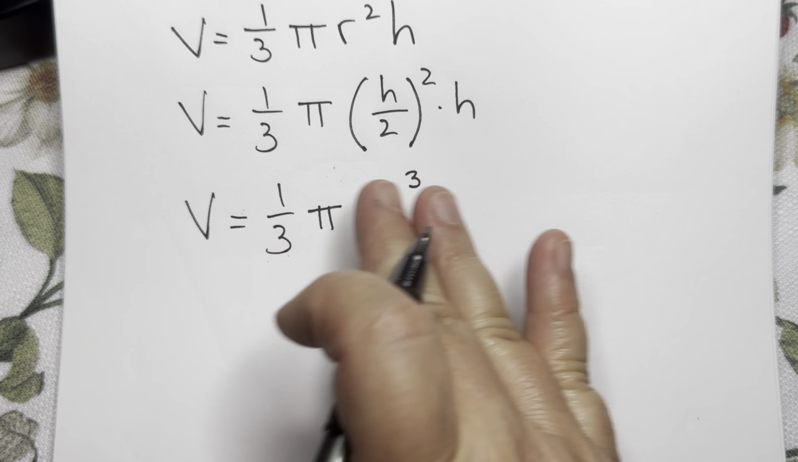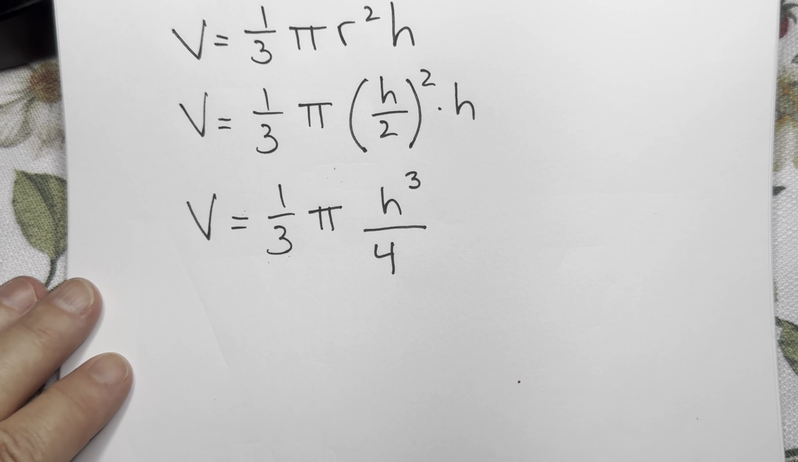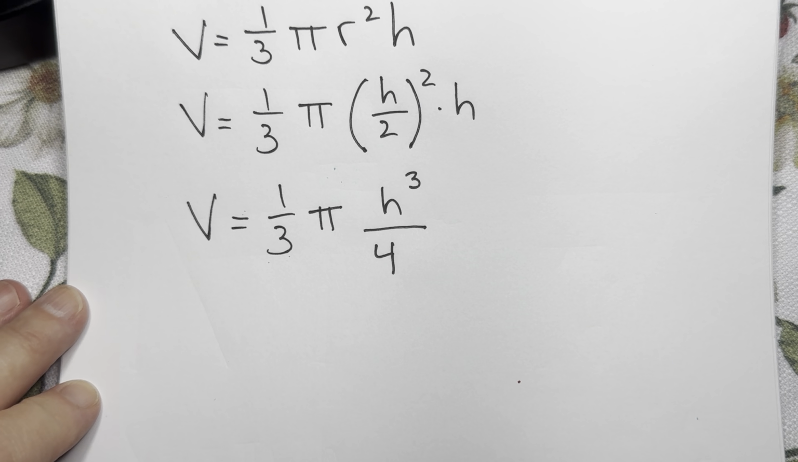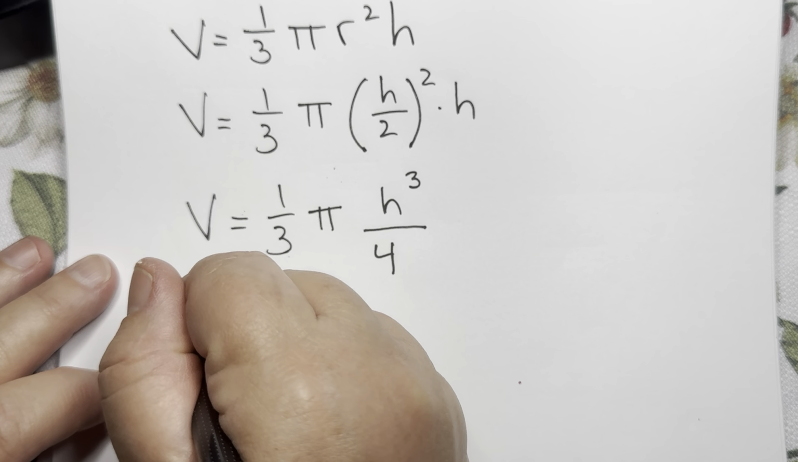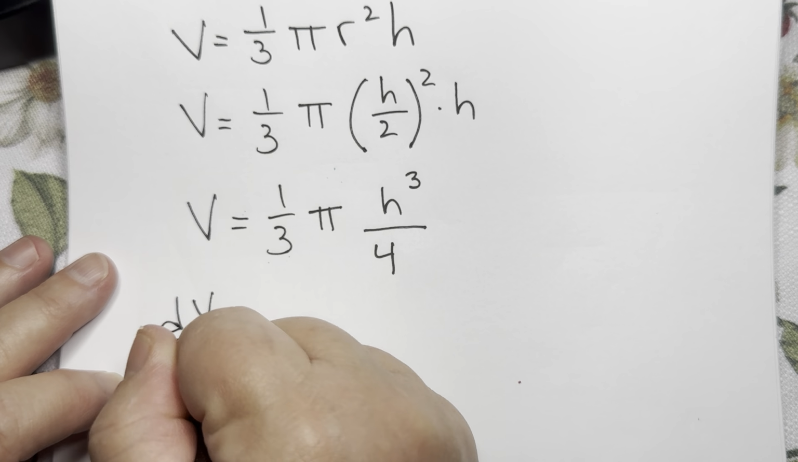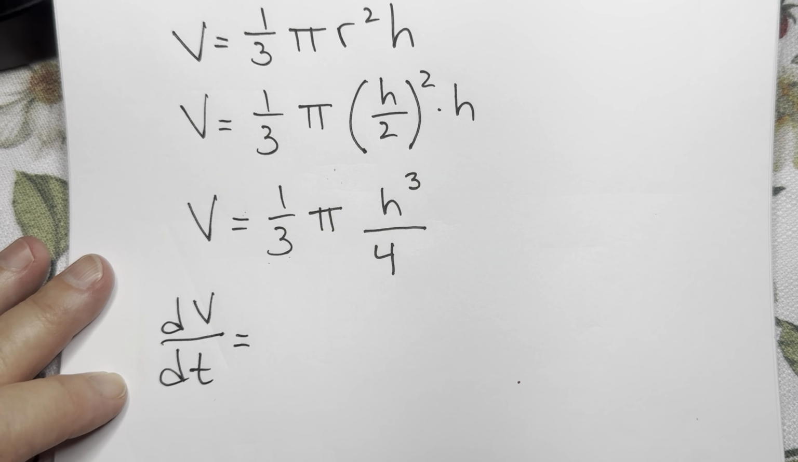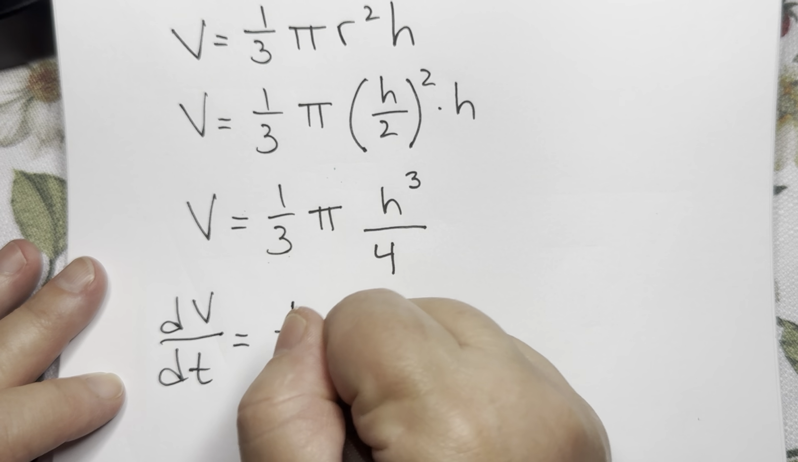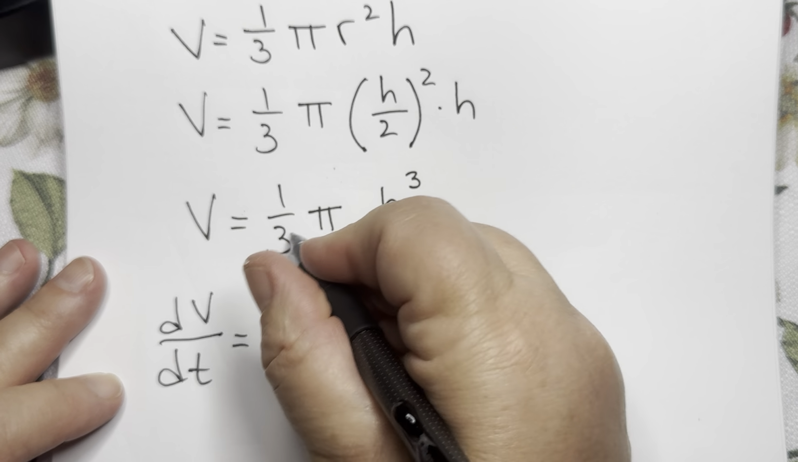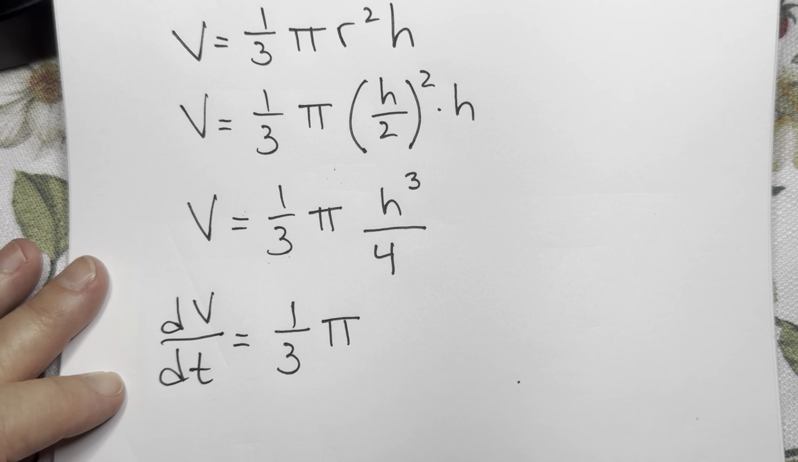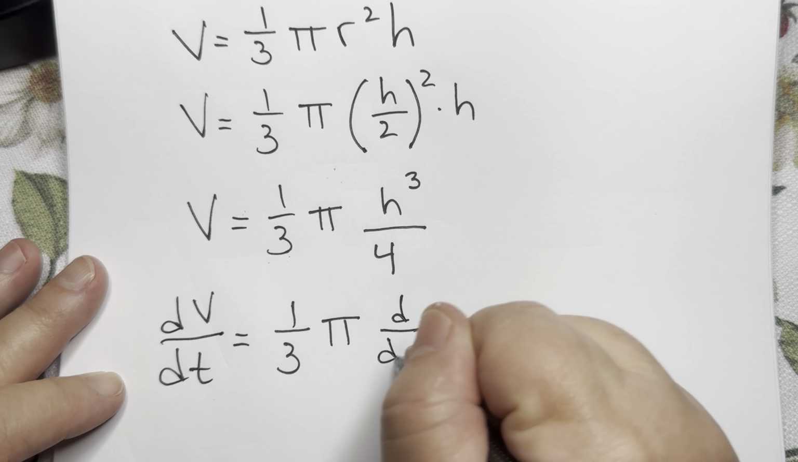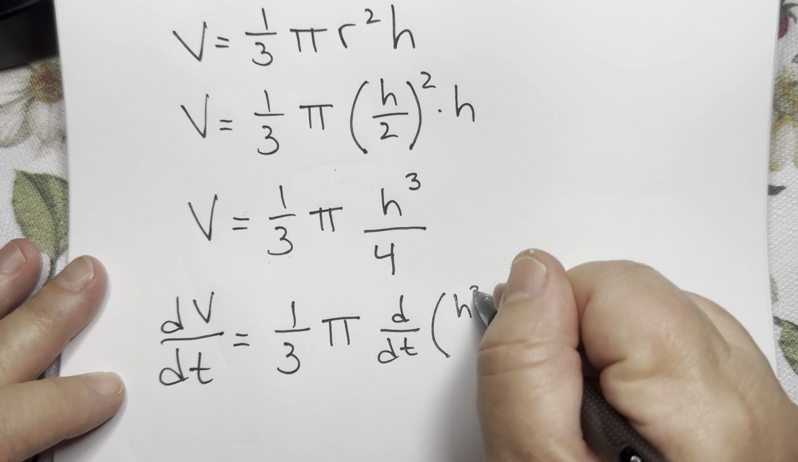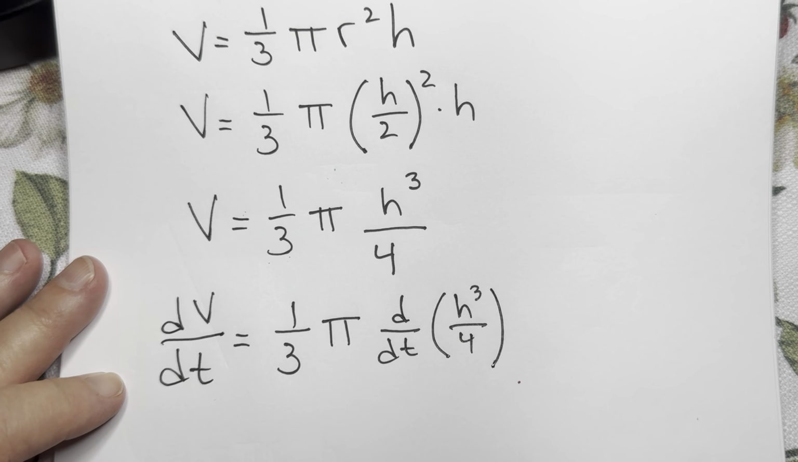I got all V's and H's, so I'm going to go ahead and differentiate. Let's do some implicit differentiation. I'm going to take dV/dt. And remember the numbers out in front, the coefficients, as long as they're multiplied, which they are, they're just going to wait. And then I'm going to take the derivative with respect to t of h cubed over 4.